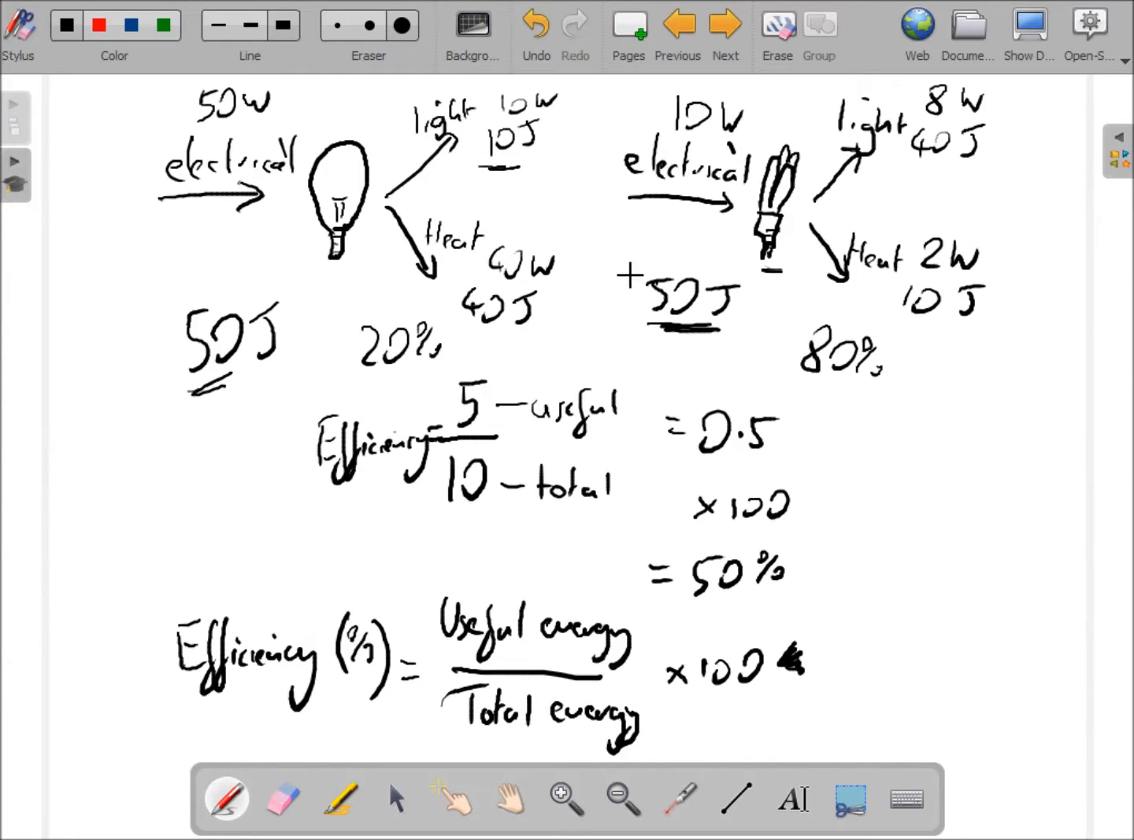It doesn't matter, because when we do it with energy we're considering a certain amount of time. With watts we're just saying in a second 50 joules will go in and a certain percentage will be used as light, a certain percentage will be used as heat.